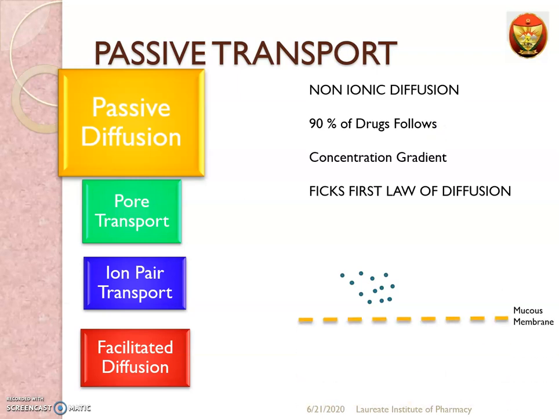Suppose this is our mucous membrane, and these are our drug particles, and the drug movement will take place from higher concentration to lower concentration. So this downside is the low concentration of the drug, and the upper side is the higher concentration of the drug. And this is how the drug diffusion or passive diffusion takes place, and this is how the movement of the drug takes place inside our body.